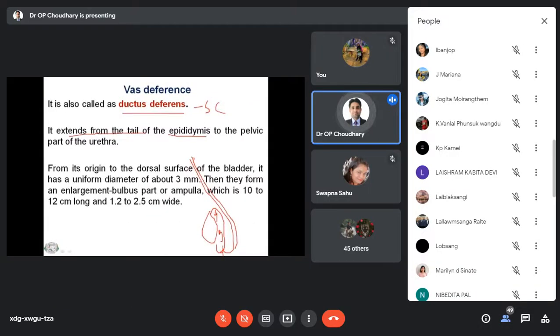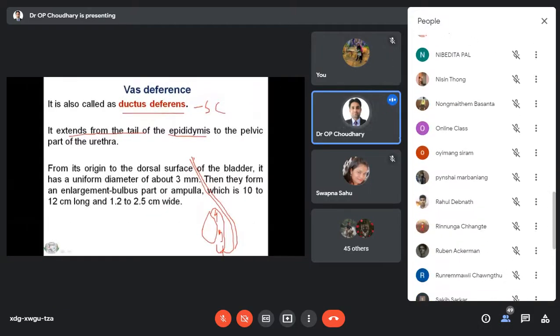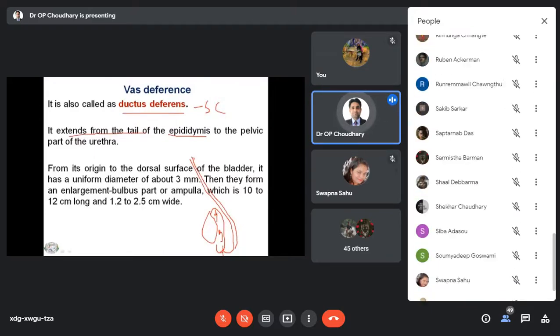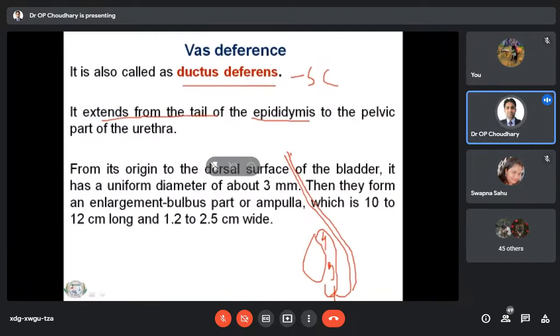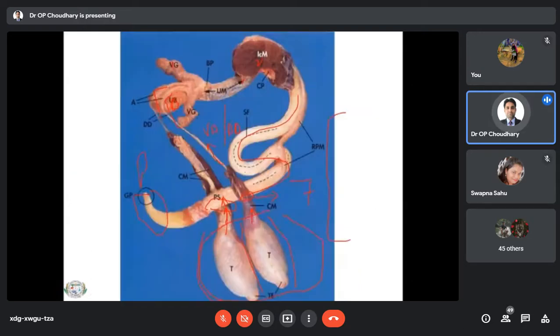This is a common tube that will also receive the secretion of the accessory sex glands. I will tell you about the opening and all. But it emerges from the tail of the epididymis to the pelvic part of the urethra. The pelvic part of the urethra, and the whole part of the urethra, I will explain you later on. First, this is the ductus deferens, a small tube, and from its origin to the dorsal surface of the urinary bladder, I already told you.